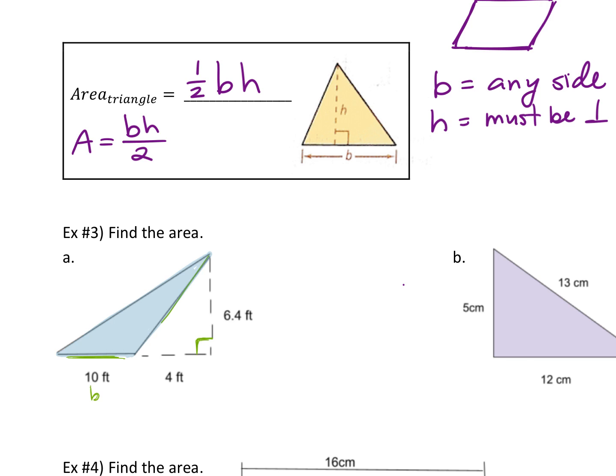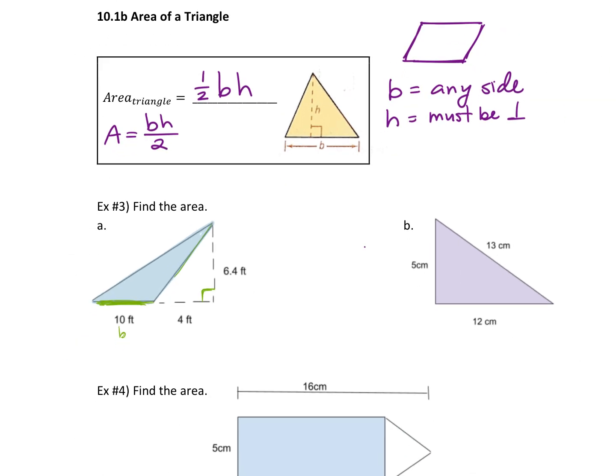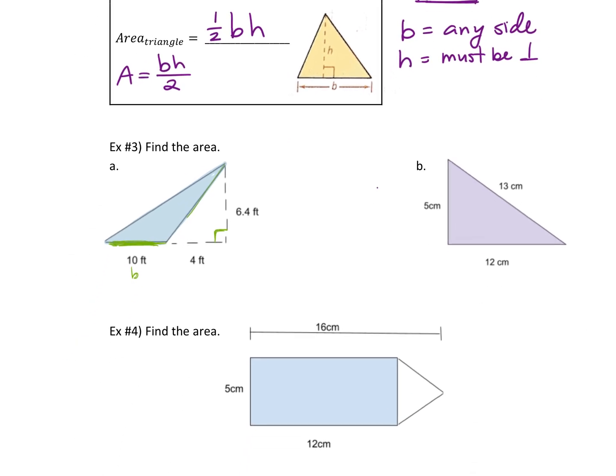Sometimes it's tempting to say your base is 14, but that 14, 10 plus 4, is not a side of the triangle. The side of the triangle is just this chunk, okay? So just be careful with that. So B is 10. If that's your base, what is perpendicular to that? 6.4. So that has to be your height, okay? So you have your base and your height, and you have your formula.